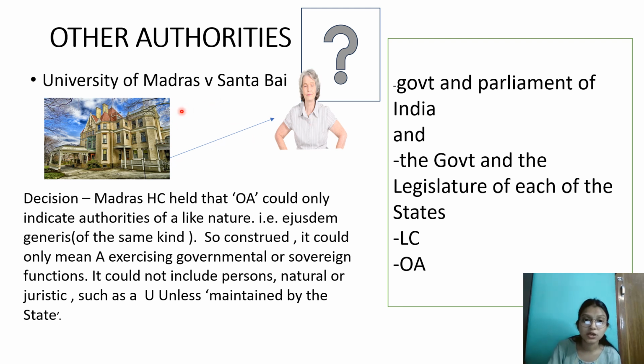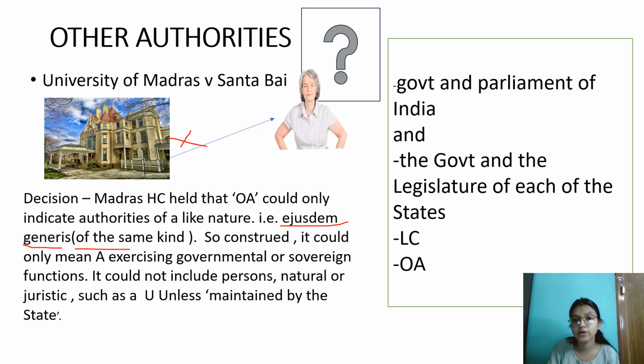The decision in this case was given by the Madras High Court, which held that other authorities could only indicate authorities of a like nature, for example, ejusdem generis, of the same kind. So it could only mean authorities exercising governmental or sovereign functions. It could not include persons, natural or juristic, such as a university, unless maintained by the state. So here, what happened is that a university was held not to be an authority under the term authorities. And here the ejusdem generis rule was applied. What does that mean? That is, of the same kind.